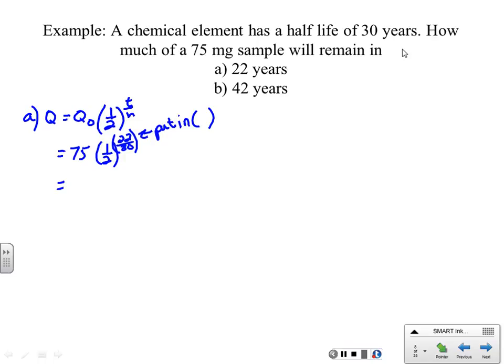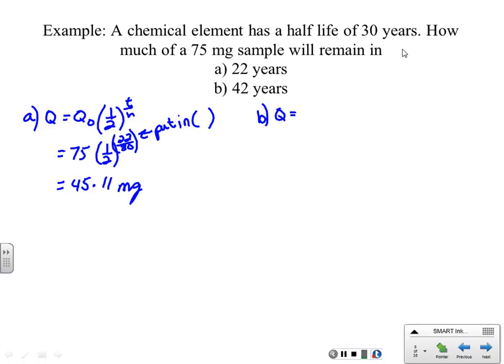All right, so we're going to have 0.5 raised to, open parentheses, 22 divided by 30, and hit equals, and then times 75. And I'm coming up with 45.11 milligrams. Does that make sense? Because we haven't reached half-life, so we should have more than half left. Okay? So B, let's see if you can figure this one out.